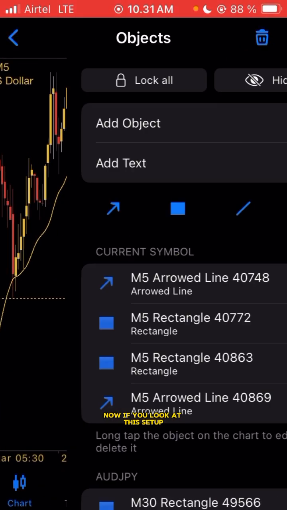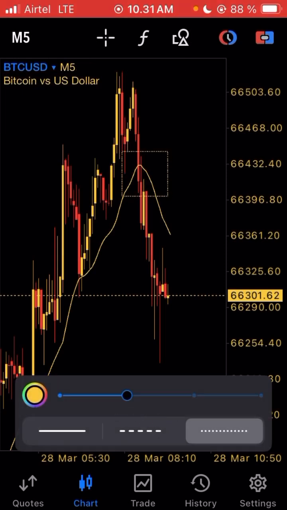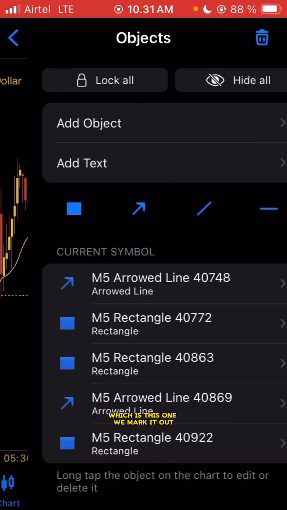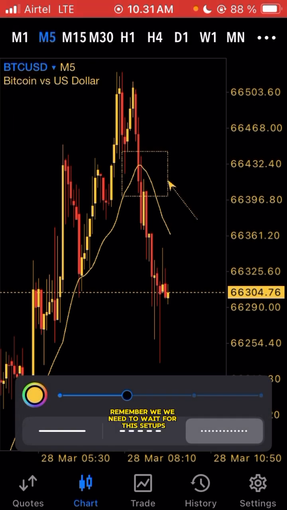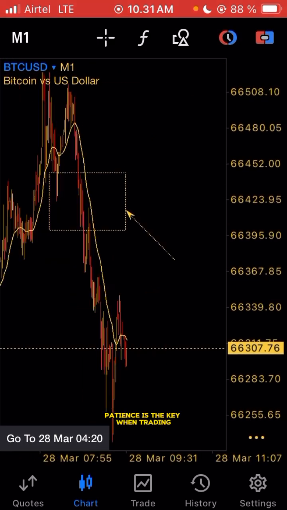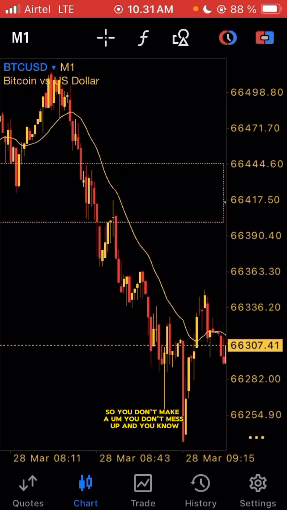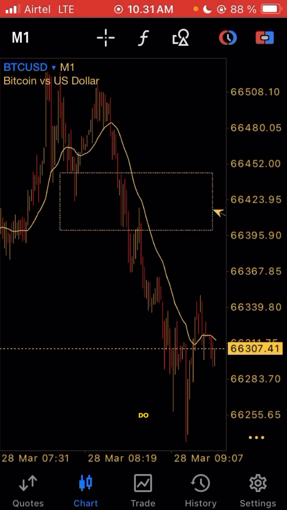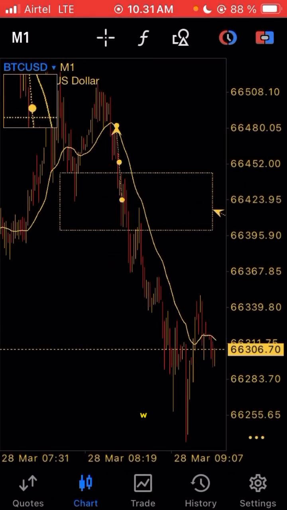Now if you look at this setup, we have another setup here, which is this one. We mark it out. Remember, we need to wait for these setups. Patience is the key when trading, so you don't mess up and do something that you will regret, right?